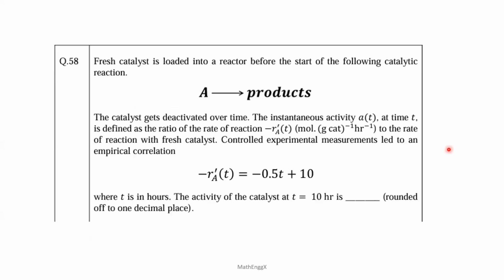So let's move on to the second question. The question says, fresh catalyst is loaded into a reactor before the start of the following catalytic reaction, A giving products. The catalyst gets deactivated over time. The instantaneous activity A of t at time t is defined as the ratio of rate of reaction RA prime to the rate of reaction with the fresh catalyst. From the control experiments, an empirical relationship for RA prime as a function of t is given. We need to find the activity of the catalyst at t equal to 10 hours.